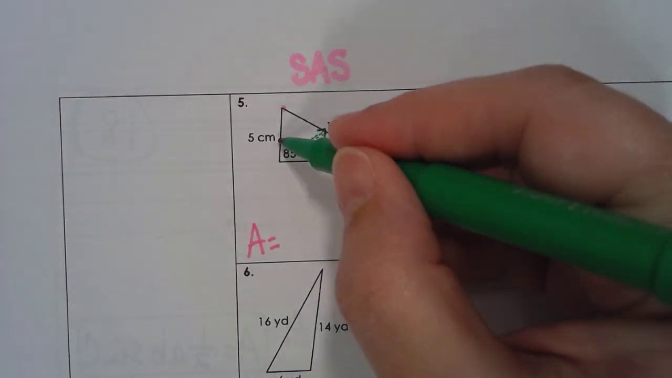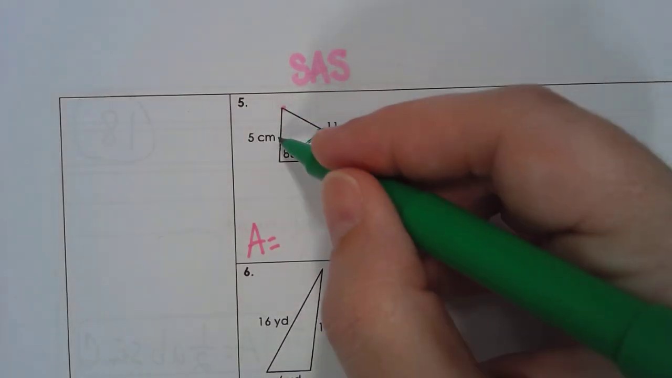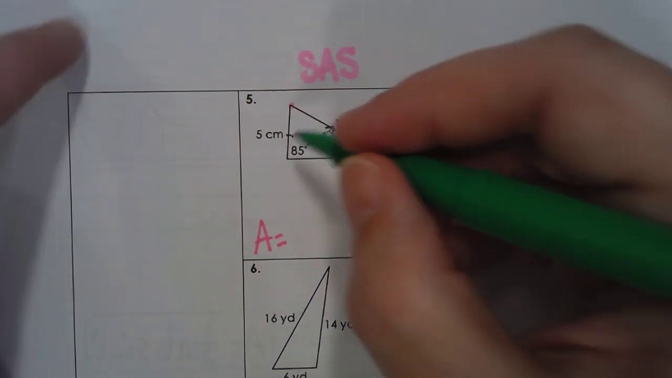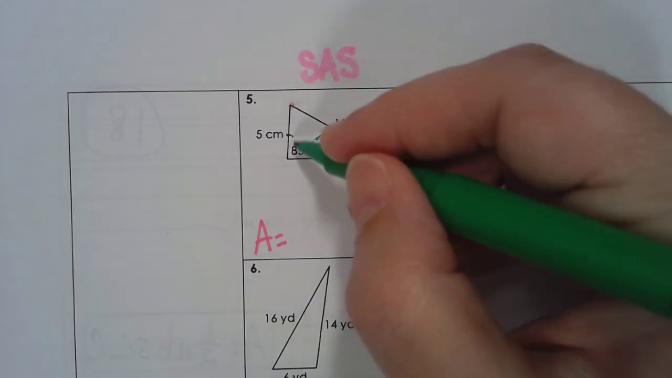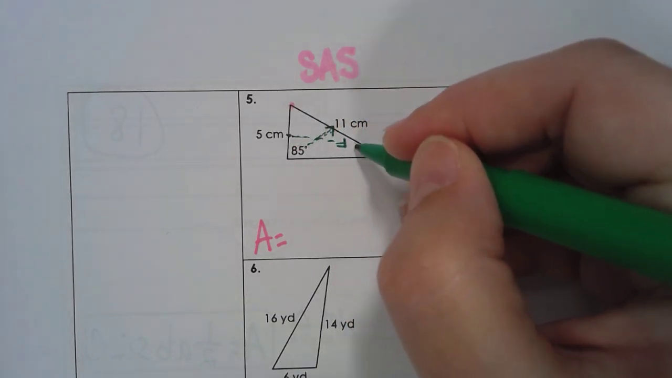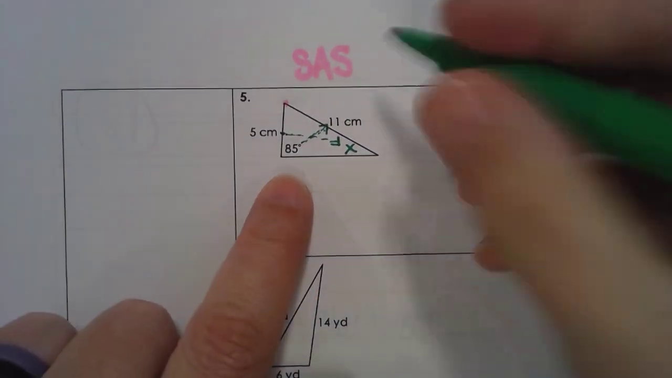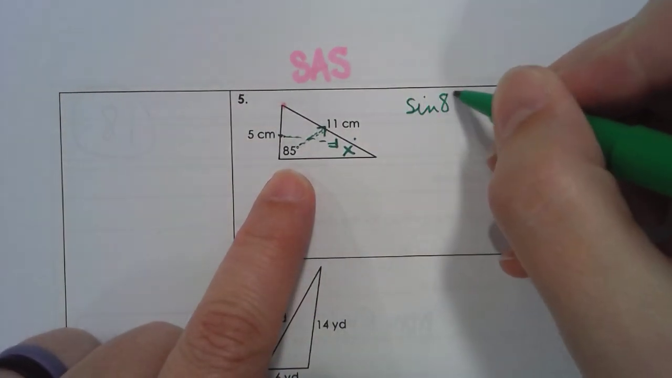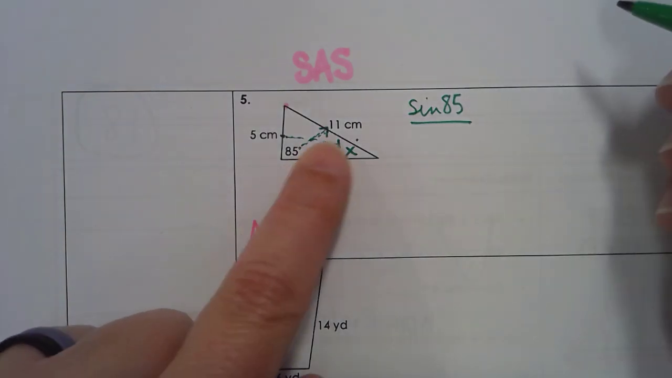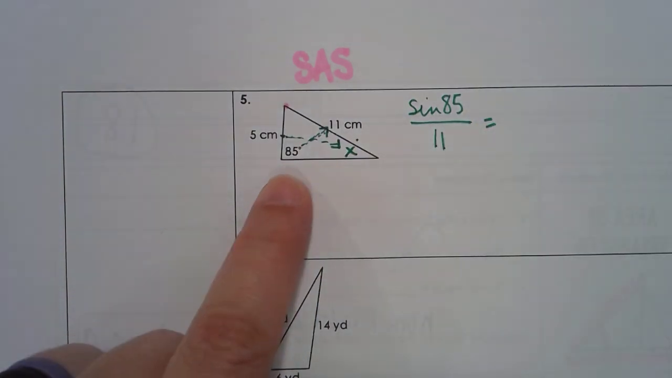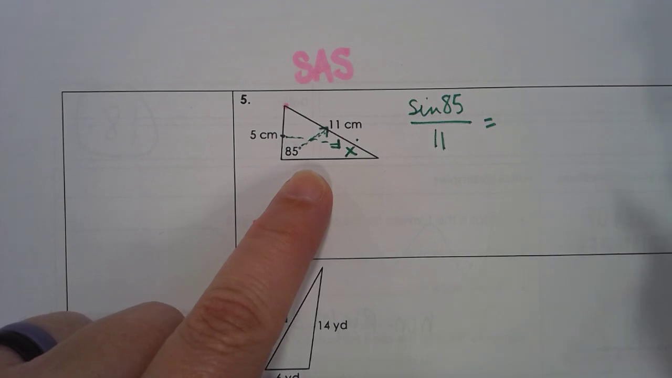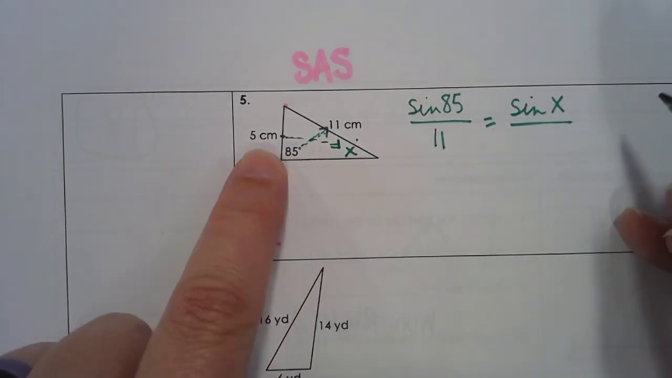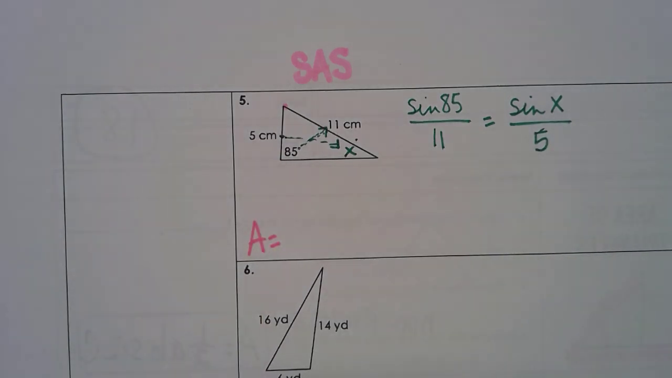So we have to use this 5. So this 5 is going to help us find this angle right here beside it, or this one way over here on the other side. So we'll put an X there for right now. Okay, so we're going to solve for that angle. So the sine of the 85 is going to go with the 11, like the sine of this angle that we don't know goes with the 5.